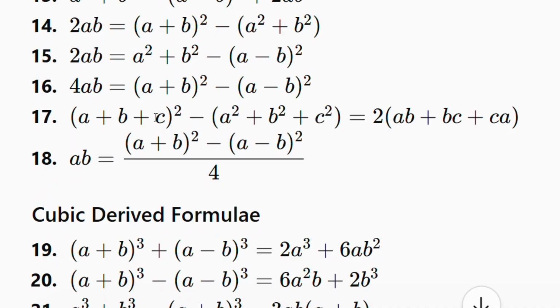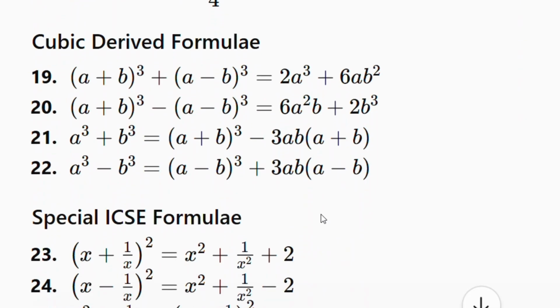Now (a + b + c) whole square minus (a square plus b square plus c square) is your 2 times (ab plus bc plus ca). This is (a + b + c) whole square, which is a square plus b square plus c square plus 2ab plus 2bc plus 2ca. a square plus b square plus c square will be cancelled, so only 2ab plus 2bc plus 2ca. Now ab: 4ab equals (a + b) whole square minus (a − b) whole square. So ab equals that divided by 4. If a plus b and a minus b are given, then put this formula for ab.